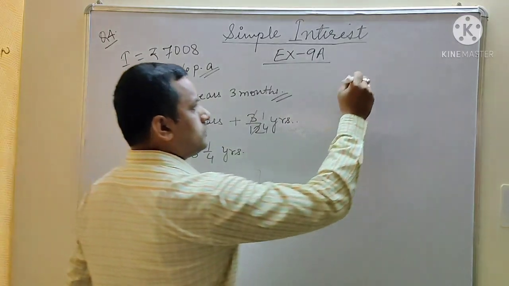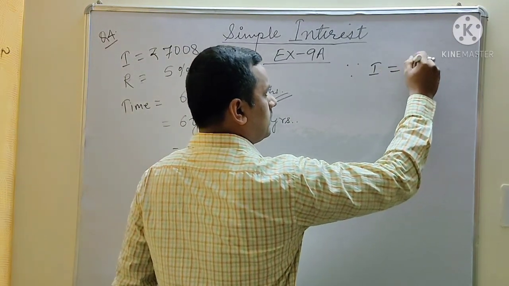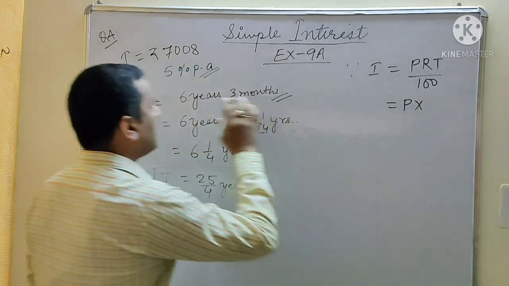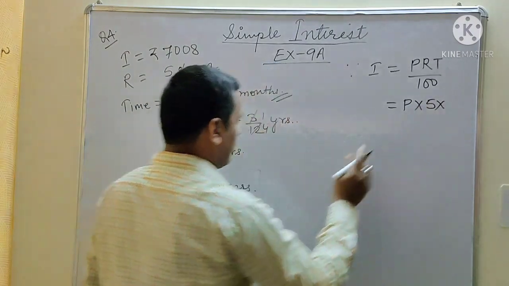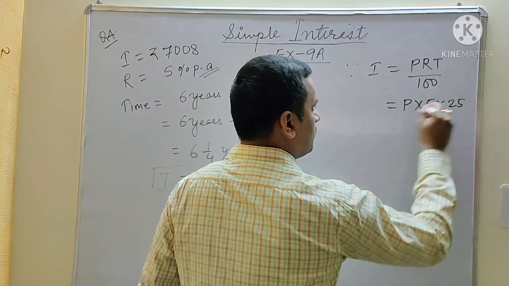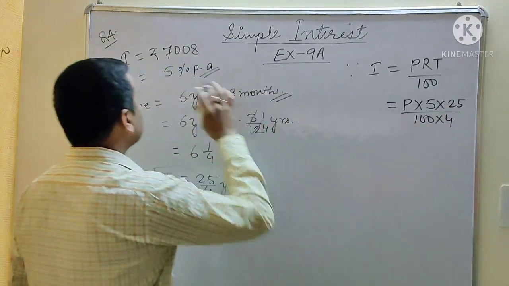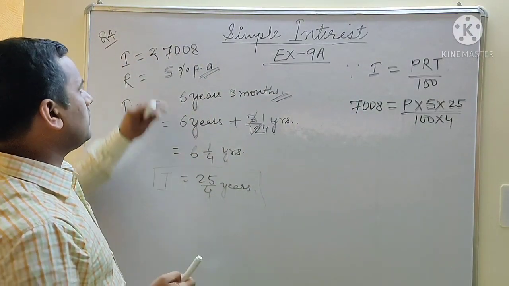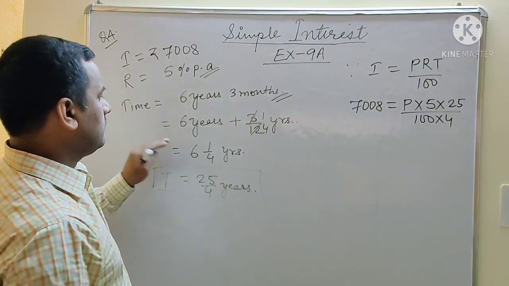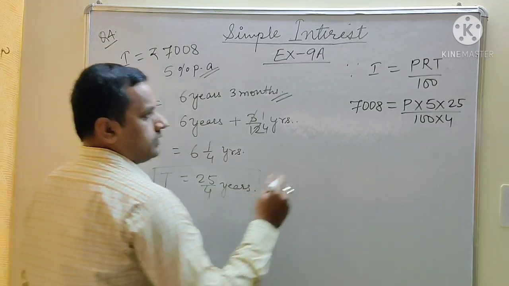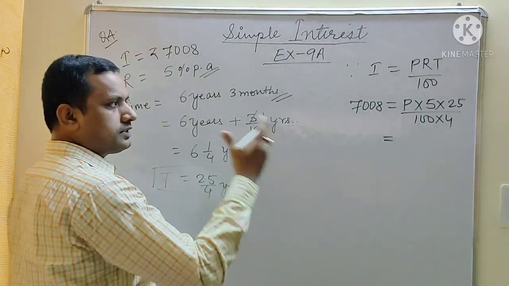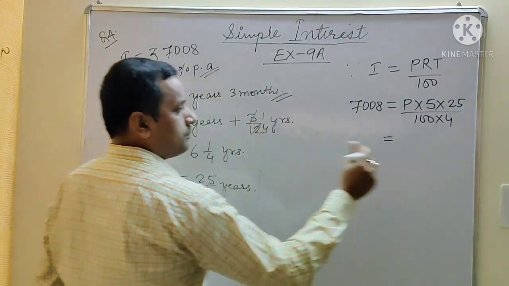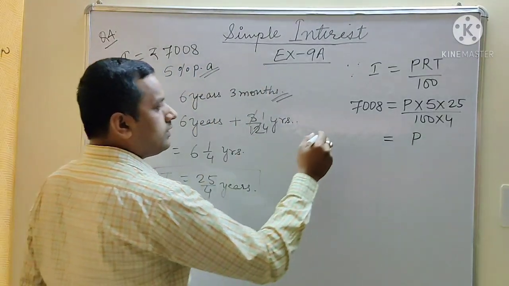Since interest is equal to PRT by 100, P is not given, R we have 5%, and time 25 upon 4. Interest is given equal to rupees 7,008. So we have substituted the values of I, time and rate at their places. Now we have to transpose the like terms to the other side. That means all the numerical values will go to the other side and P, that is the variable, will be left on one side.